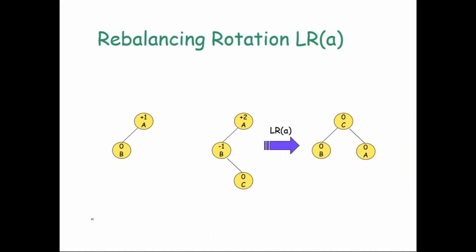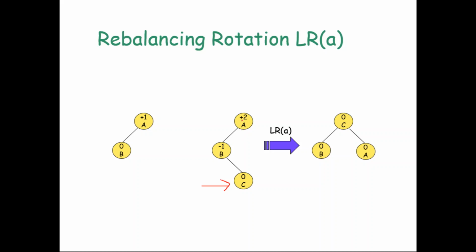LR will be discussed under three cases. First let us assume the tree is very small, something like this. There are only two nodes, A and B. Here, the balance factor of A is 1, and for B it is 0, because the height of the left child of A is 1 and the right child is 0. Now you are performing one insertion, C, which is to the right of B.